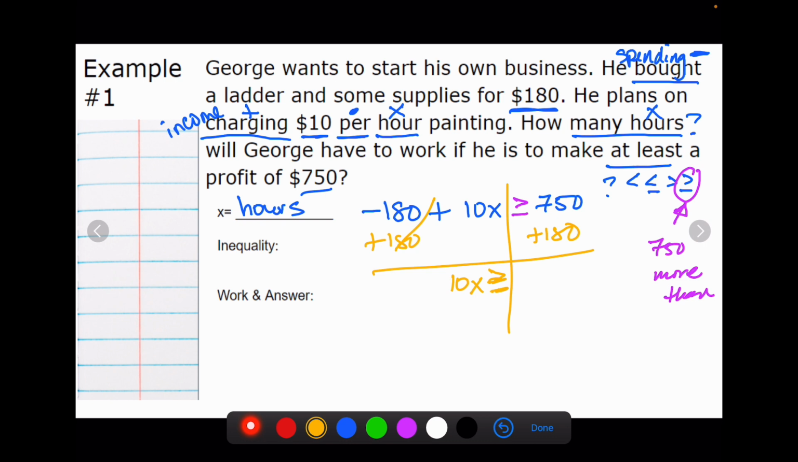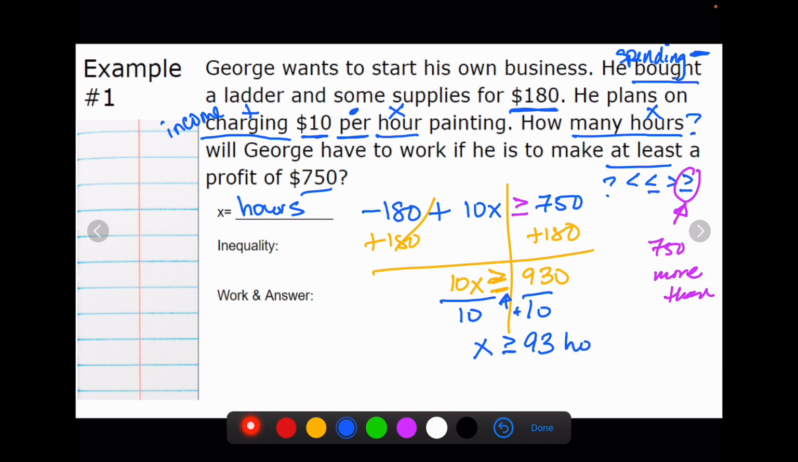750 plus 180 is 930. Okay. I'm going to solve for x by using division. Divide both sides by 10. My question is, do I keep this inequality the same direction, or do I need to flip it? And the answer is that I'm going to keep it this way because I divided both sides by a positive 10. Okay. When I take 930 and I divide it by 10, I get 93.